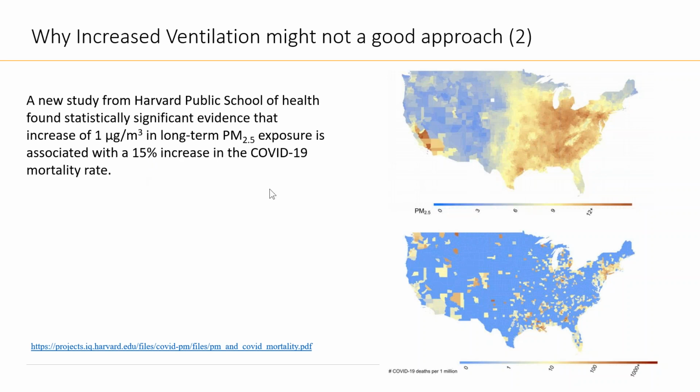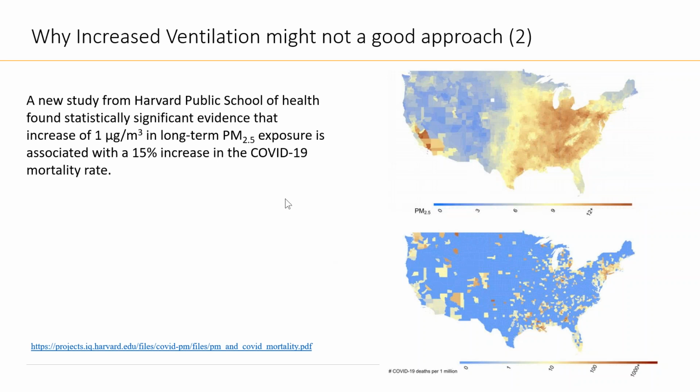And this team even accounted for factors like smoking and population density. Still, they found a strong correlation. The study is very interesting, and I invite you please to read it. This graph shows, at the top, the map of county-level, 17-year long-term average of PM 2.5 concentrations, 2000 to 2016. And then here, the county-level COVID-19 deaths per 1 million population in the US.